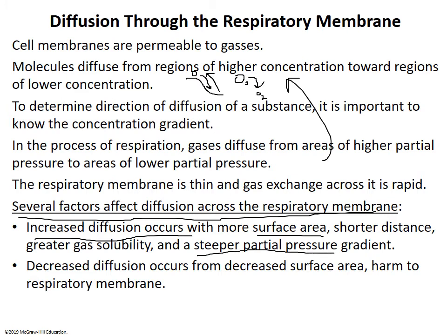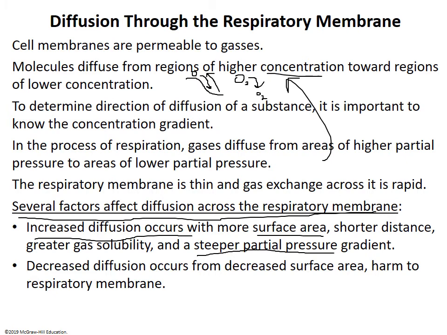But the other one is a steeper partial pressure gradient. That's why, if you see someone in an athletic event where they come and put the oxygen mask on, since I'm breathing in air with a greater oxygen content, I'm going to have a much higher diffusion rate because I have more oxygen. It causes a steeper difference between the concentrations. That's what it means with that.